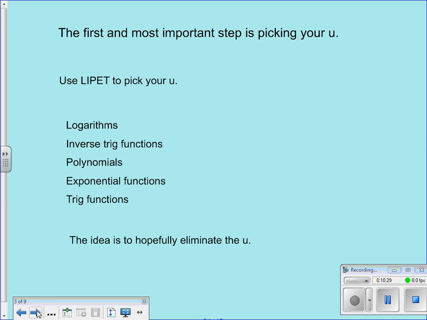Yeah, and the reason we're doing this is hopefully to eliminate the u. Because what you're going to do is take the derivative of whatever your u is. If I have a logarithm, what happens when you take the derivative of a function of a logarithm? The logarithm goes away. Take the derivative of an inverse trig function, and your inverse trig function goes away. You get something else that's not pretty, but it's gone. That's the idea, to make it simpler. If I take a polynomial, it may not go away, but it becomes a simpler polynomial with each derivative. That's the idea that we're trying to do.